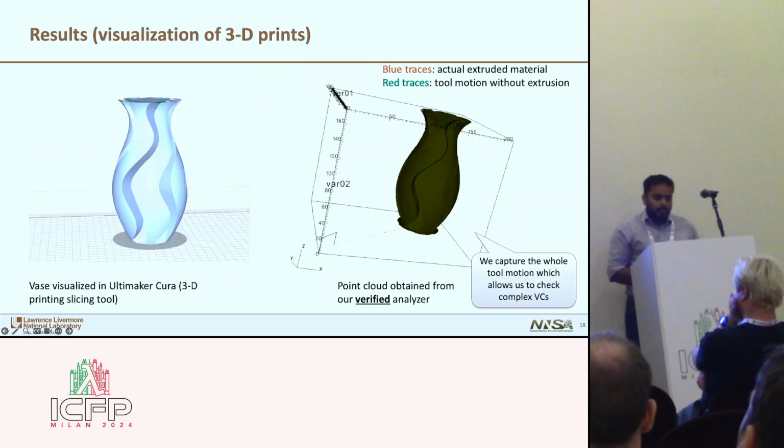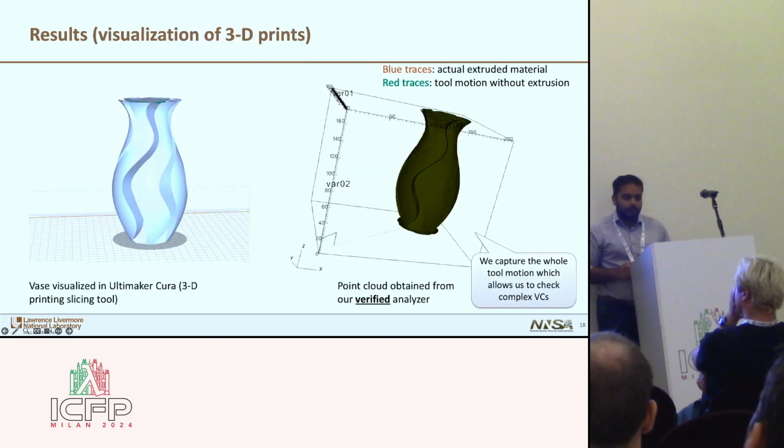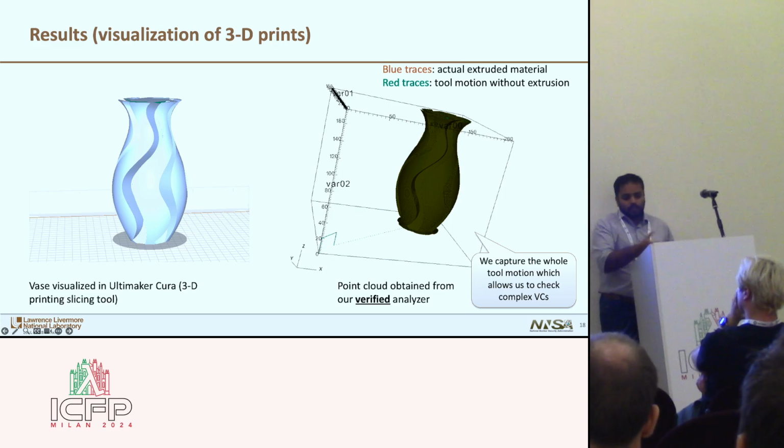And the third main result that I wanted to highlight was the visualization of the 3D print itself. In this case, we took an STL file for a vase and imported that in this slicing tool called Ultimaker Cura, the visualization of which is shown on the left-hand side of the slide.